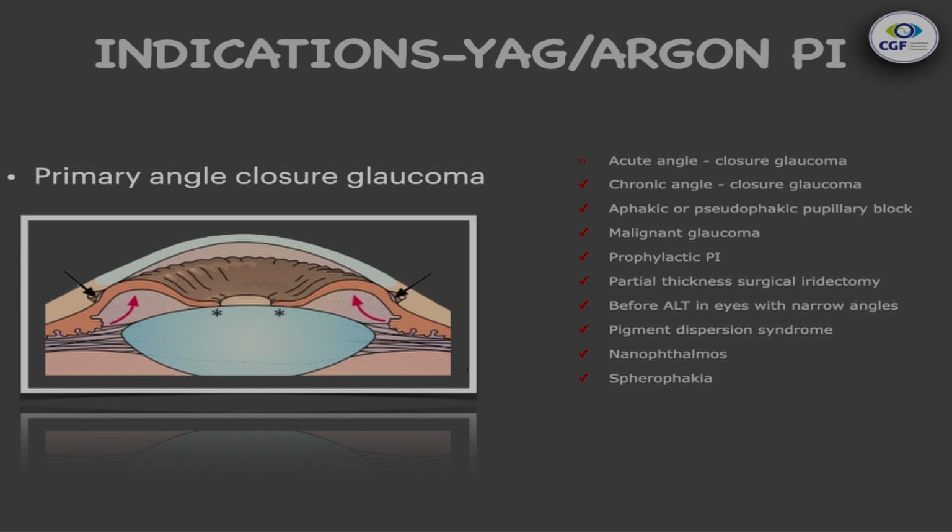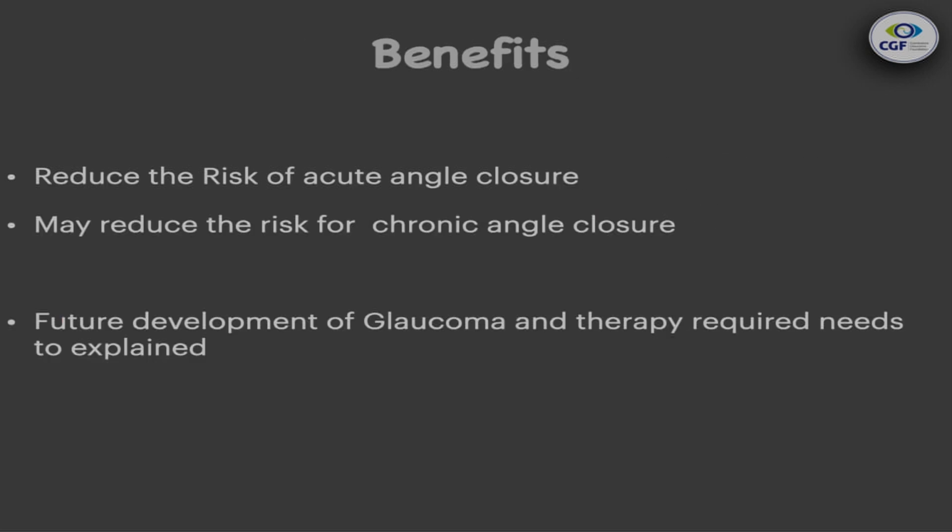Then in pigmentary glaucoma, though we know that the AC is deeper, there is a rubbing of the iris. So when you do the PI, there is a posterior and anterior side, the equilibrium is maintained, so it is useful to do the PI. So these are all the indications. But what actually is the benefit of doing the PI? Possibly we are reducing the risk of acute angle closure disease in one, and the second thing is it may reduce the risk of chronic angle closure disease.